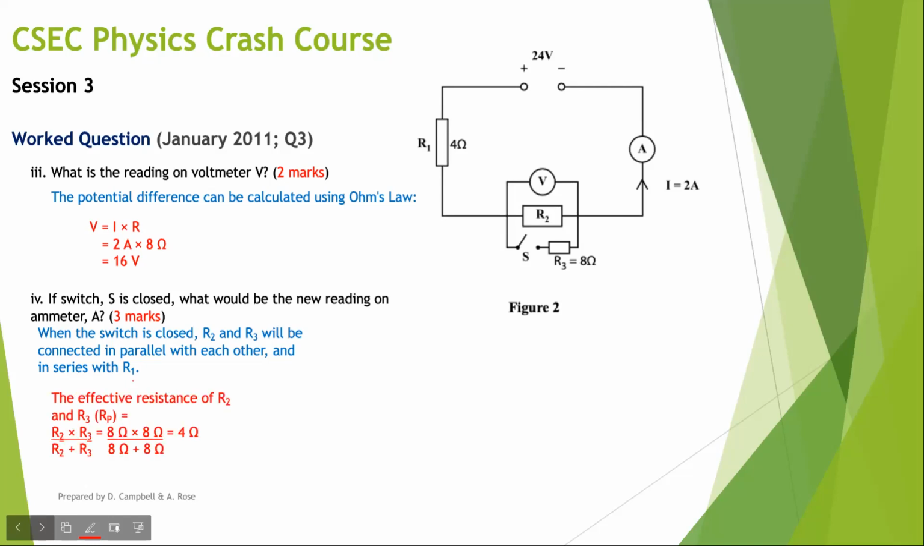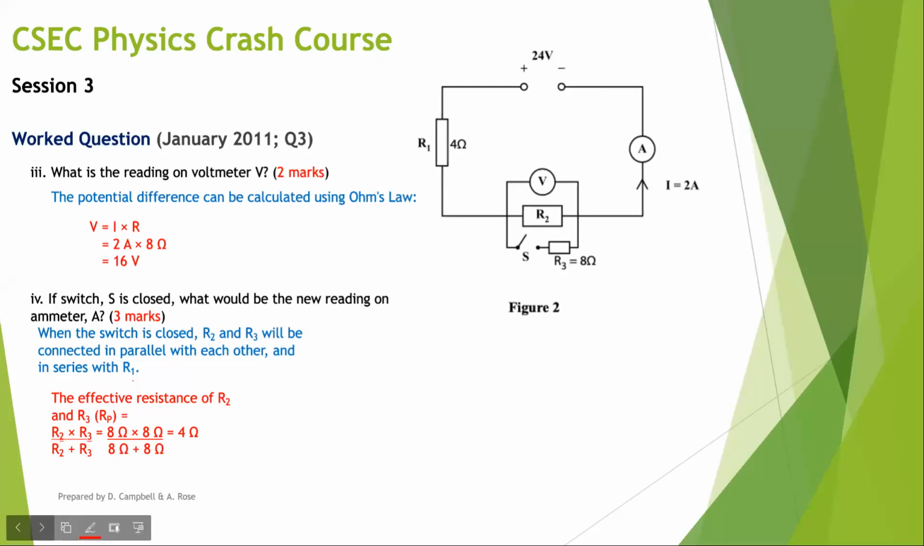As a result, we can now use Ohm's law again. We'll use the resistance formula to calculate the resistance in parallel. So R2 and R3 effectively will have a resistance, which we can call RP for our resistance in parallel. We can use the rule that says for two resistors connected in parallel, we find the product of the two resistances and divide it by the sum of the two resistances. Both R2 and R3 have a resistance of 8 ohms, so we multiply 8 times 8 and divide that by 8 plus 8. We get 64 divided by 16, which is 4 ohms.